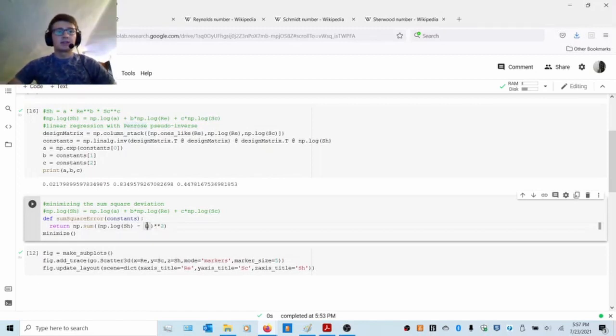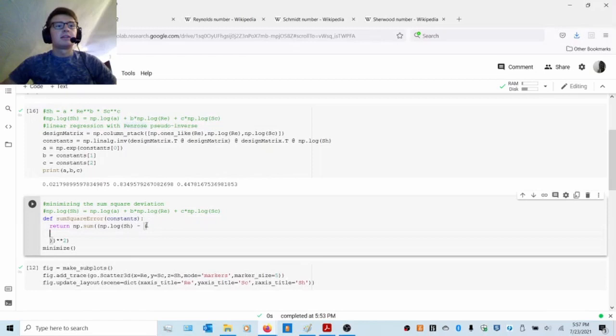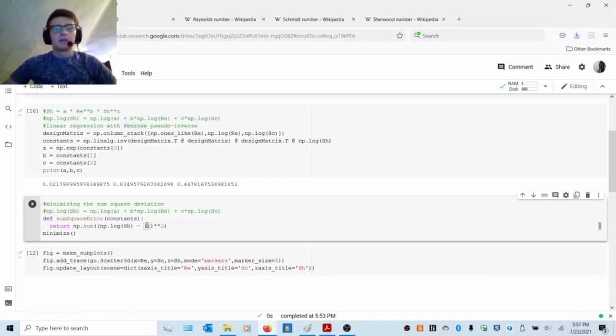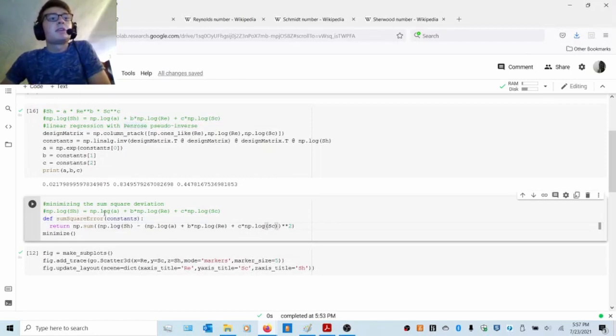Oh no, I didn't like that. So let's go ahead and copy paste this in here, right? Because this is kind of the mx plus b, or more like b plus mx1 plus mx2. But we can't use a, b, and c, right? We have to put it in terms of constants.